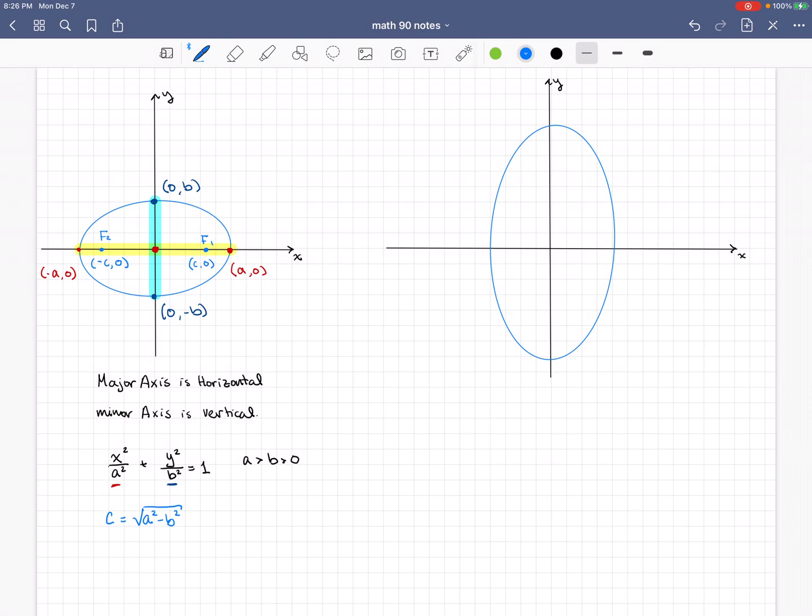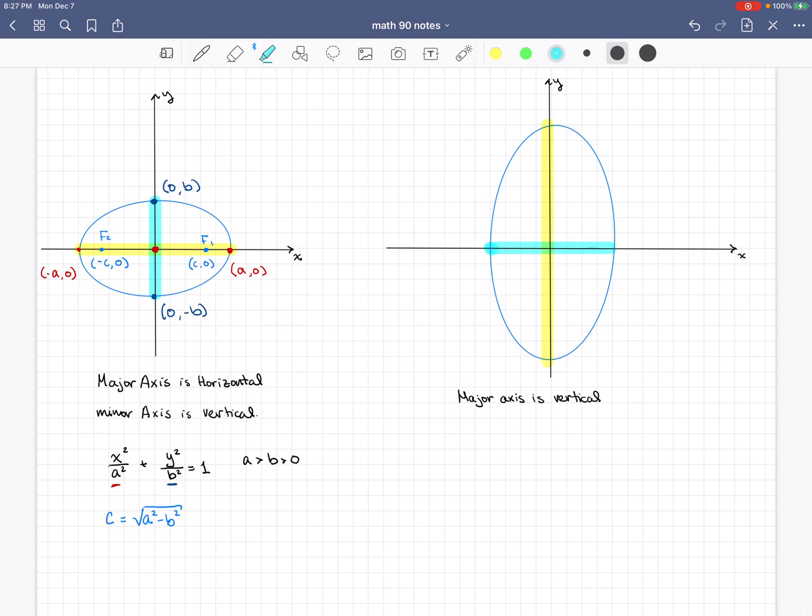So now let's look here where we have a vertical major axis. So let me just write that here. Okay, so there is my major axis. So the major axis is vertical. And the minor axis is horizontal.